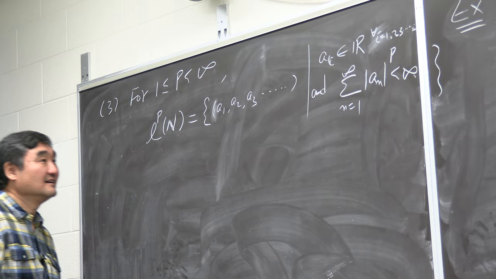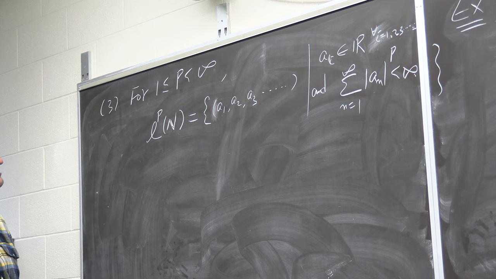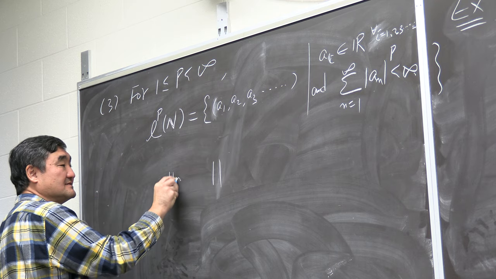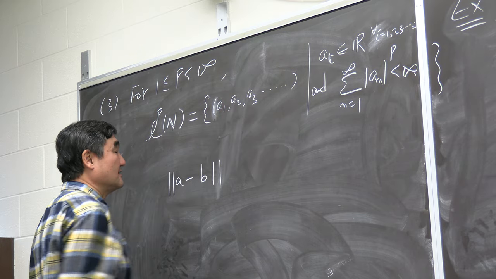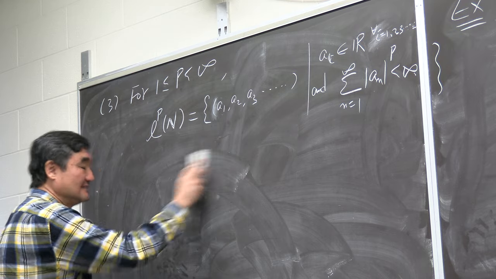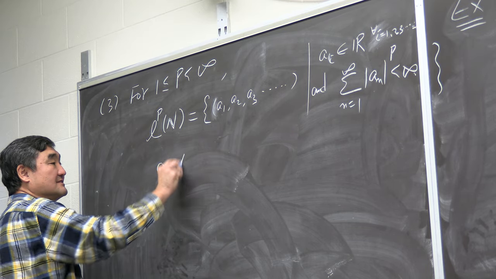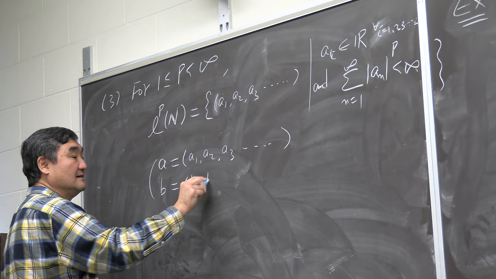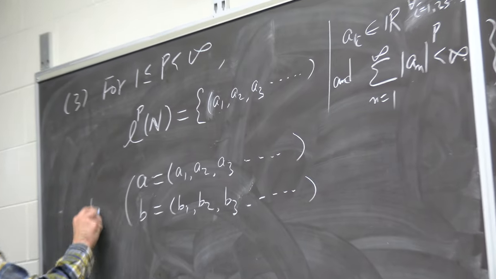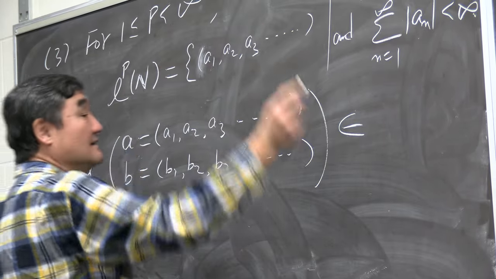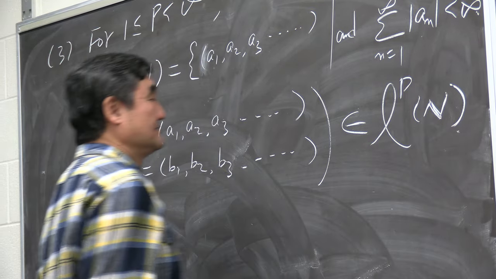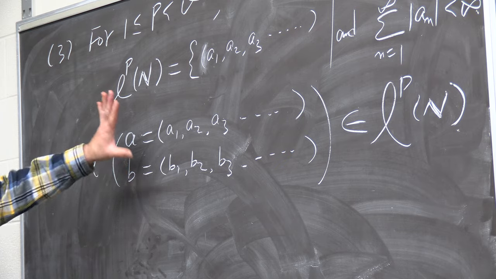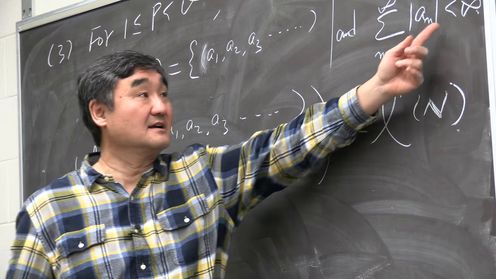On this set, how was the metric defined? Let's take two different sequences a and b in this set. The first sequence is a, and the second sequence is b, and both of those sequences are in little l_p, so both satisfy the summation condition: the infinite sum of the pth power of the terms of both sequences is some finite number.